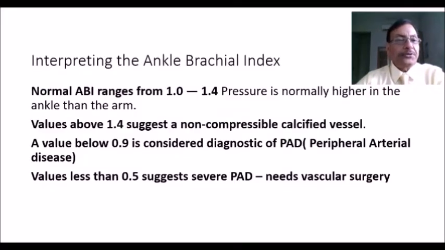Let us try to interpret the ankle brachial index. The normal range is 1 to 1.4. It means the pressure at the ankle is usually higher than the pressure at the arm. Values above 1.4 mean the vessels are calcified and non-compressible.